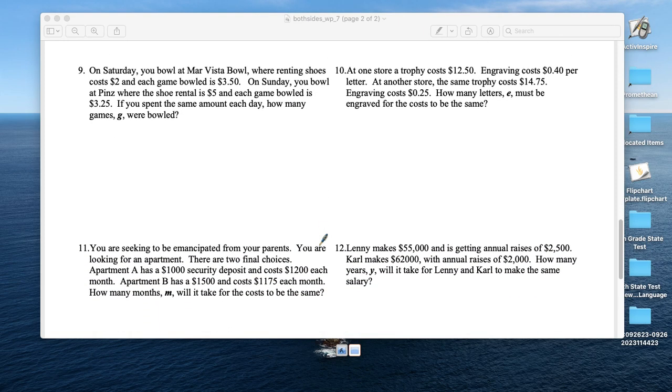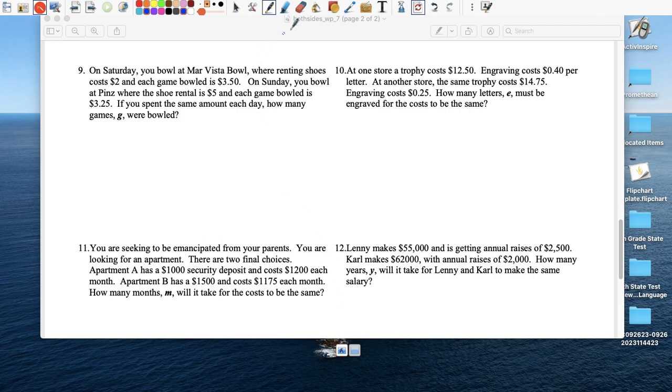Number 9. Super Bowl. Renting shoes. What is it? Oh, you bowl. Okay, so this is Mar, and then this is Pins. At Mar, the shoes cost $2, plus you have to pay $3.50 per game. At the other place, the shoe rental is higher. It's $5, but each game is $3.25. So again, I'm forgetting a G somewhere here.